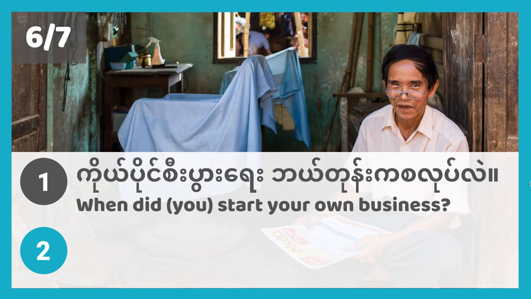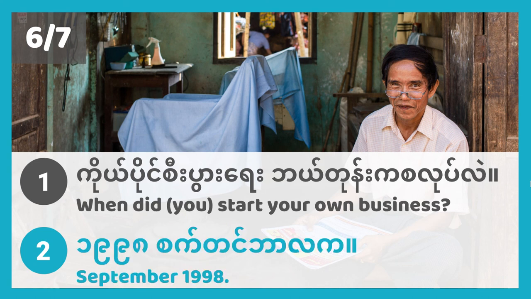Hey, this uncle looks familiar. Perhaps you could ask him when he started his own business. Go bain si boye berongga salole. Then we can find out what he says. Okay, over to you. Oof, that was a lot of sounds to process. 1998 in September. Taungoya goze shit September laga.